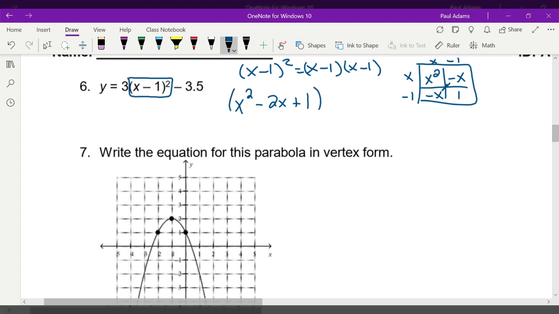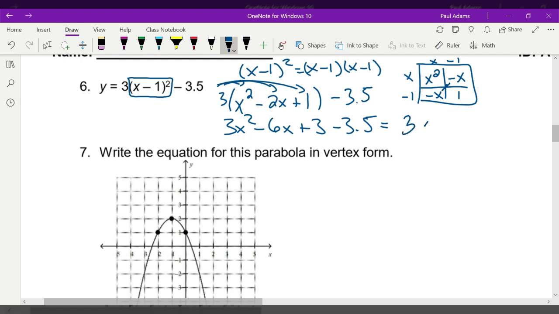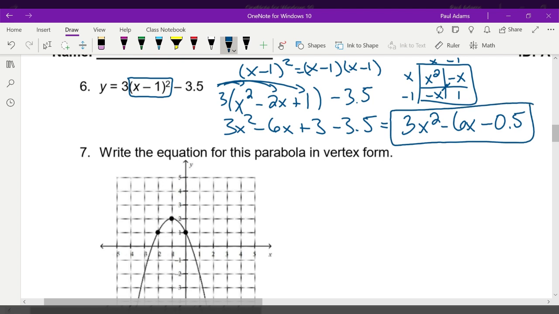Now that is going to be multiplied by the 3 in front and then subtracted by 3.5 on the end. So now I want to distribute the 3. So I'm going to have 3x squared minus 6x plus 3 and then minus 3.5 on the end. All right, 3 minus 3.5 is negative 0.5. So this is 3x squared minus 6x minus 0.5, with y equals in front, of course.